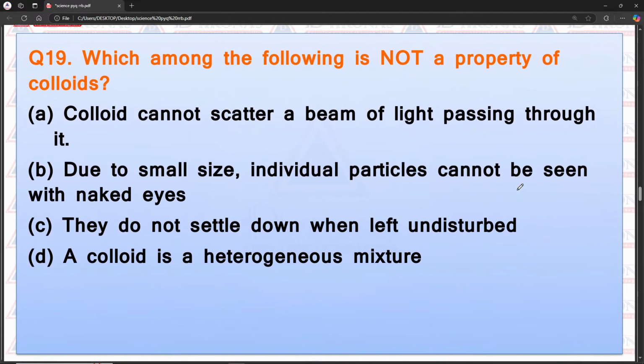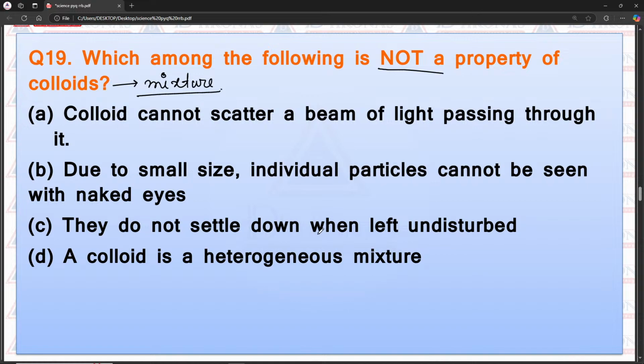Question number 19. Which among the following is not a property of colloids? So colloids क्या है? Colloids are also mixtures, but their particle size is in between solution and suspension. ठीक है. तो colloids में हम लोग क्या क्या property देख सकते हैं? इसमें यहाँ पे पूछा is not a property of colloids. So options are: A, colloids cannot scatter a beam of light passing through it. Option B, due to small size, individual particles cannot be seen with the naked eyes.